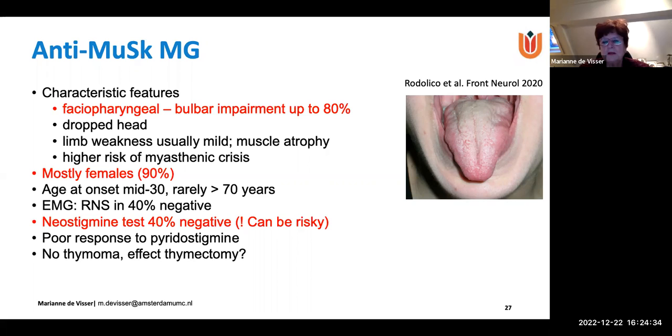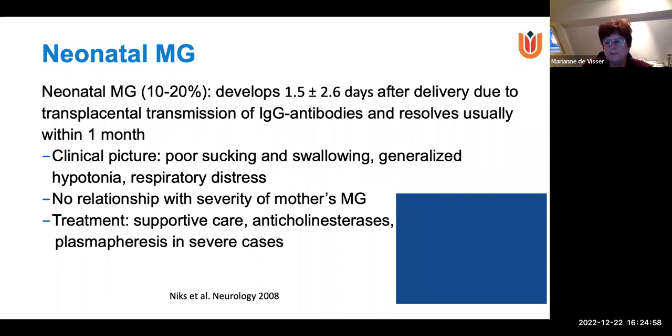First, because it's not very sensitive, it's negative in 40% of the cases, and it can be very risky. Patients who complain about breathlessness, if you subject them to the neostigmine test, they might end up at the emergency department because they might stop breathing due to the neostigmine administration.